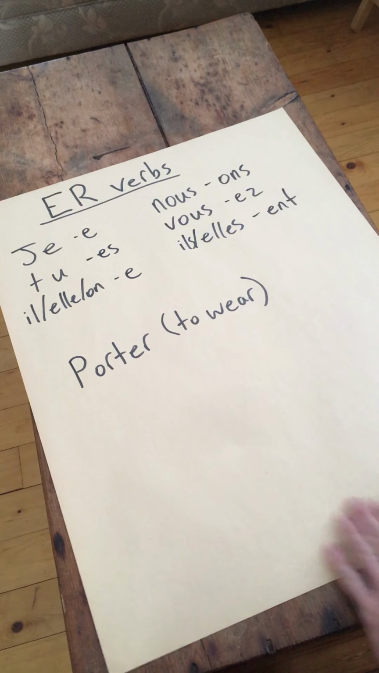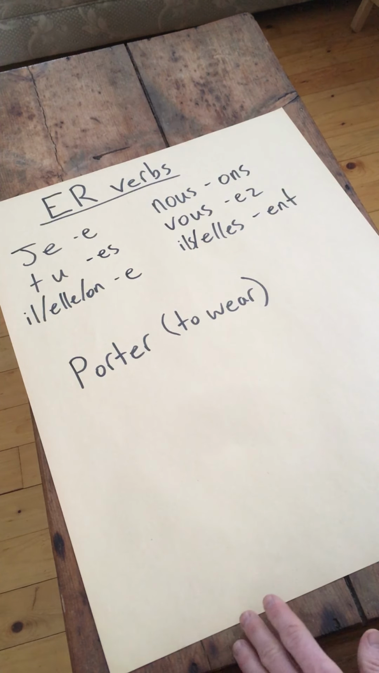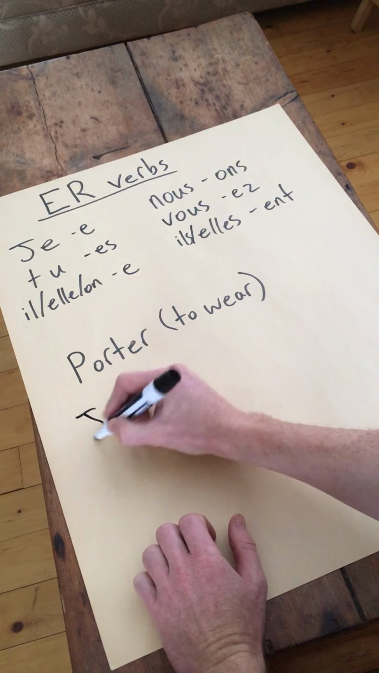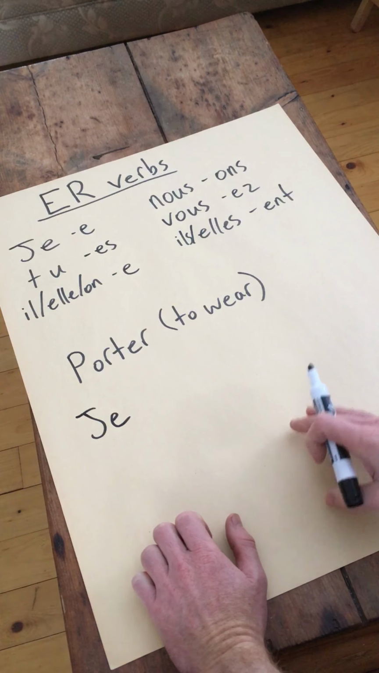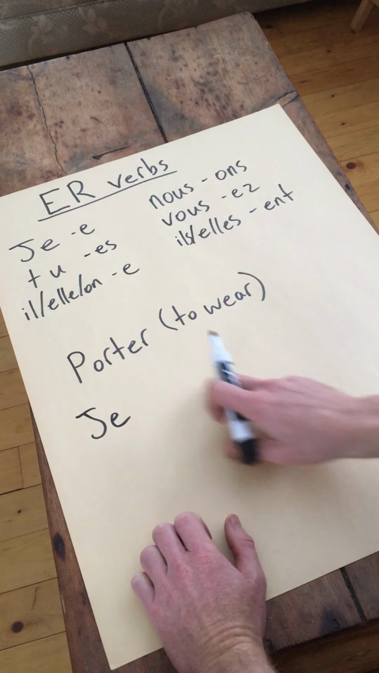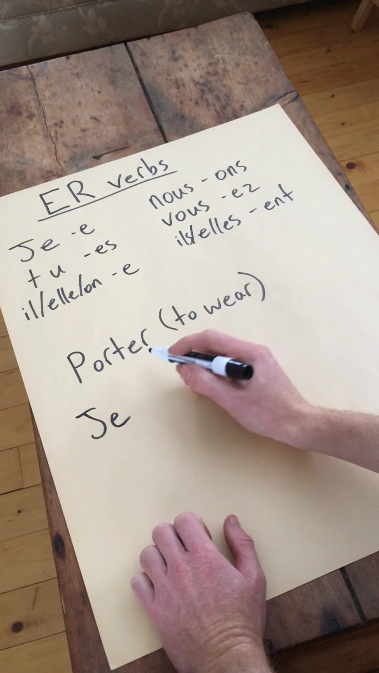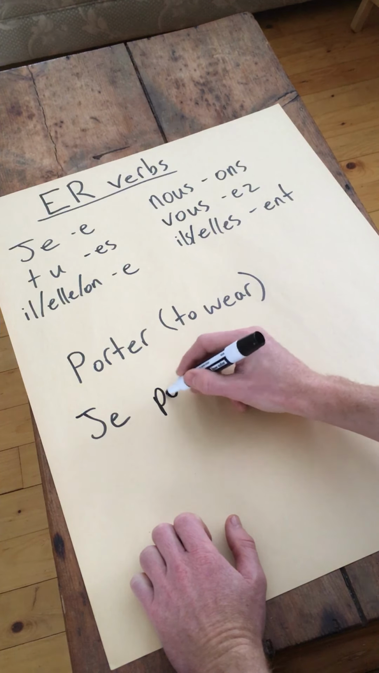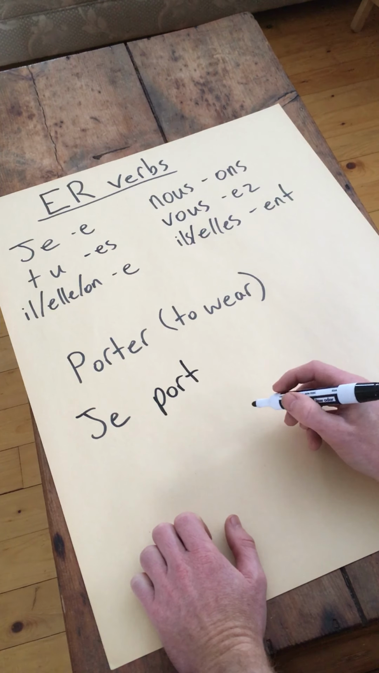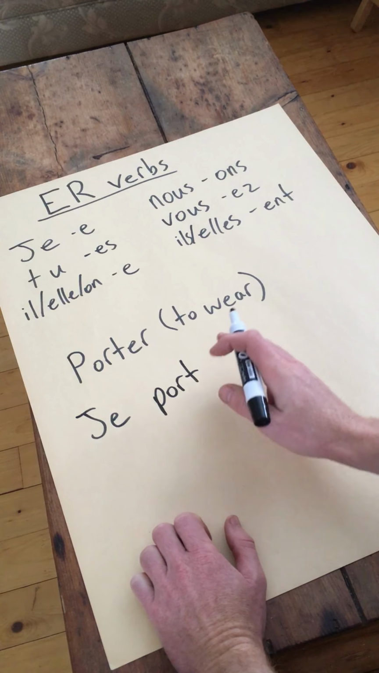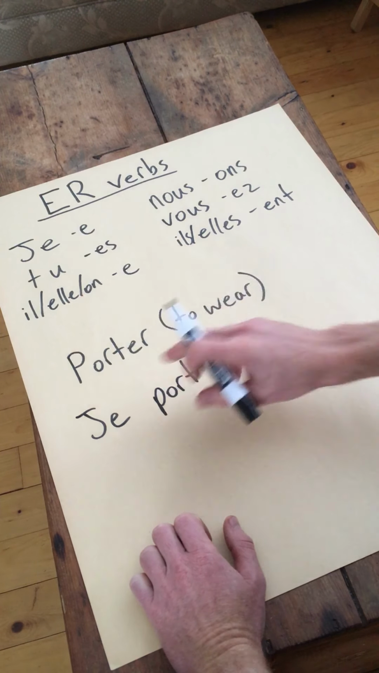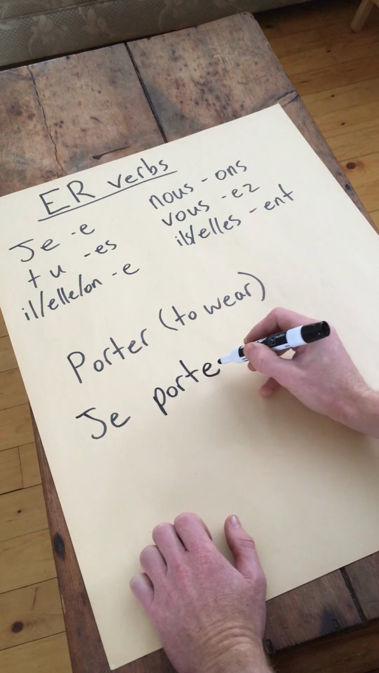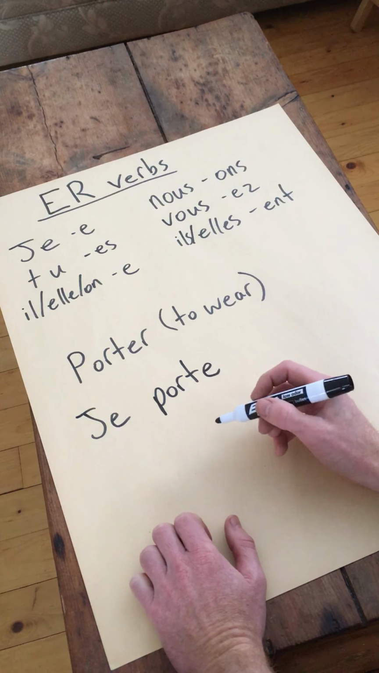All right, so if I wanted to say I am wearing or I wear, I'm going to pick je. I said we have to remove an ending. So we're going to remove the ER. When we take away the ER, we're left with PORT. So we're done? No, because we've got to add the proper ending now. So we took away the ER, we're going to add E. Je porte.